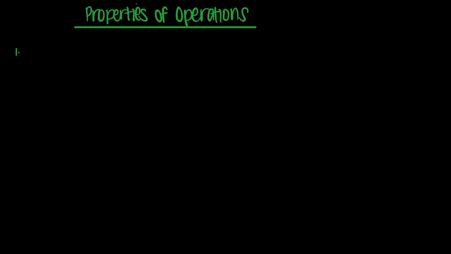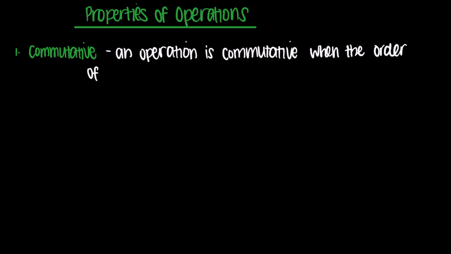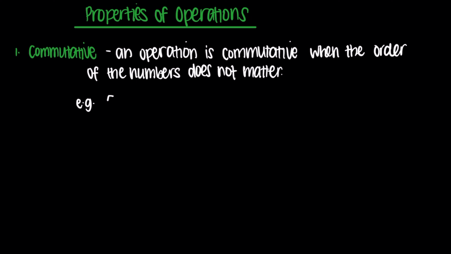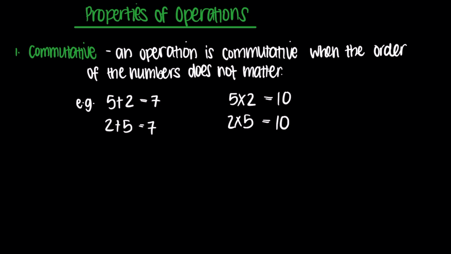Okay, so the first property that we look at is the commutative property. An operation is commutative when the order of the numbers does not matter. For example, let's say we have 5 plus 2 and 2 plus 5. The answer for both of these is 7, right? And if we have, let's say, 5 multiplied by 2 and 2 multiplied by 5, well, the answer for these is 10. So the order in which we write each number does not matter.